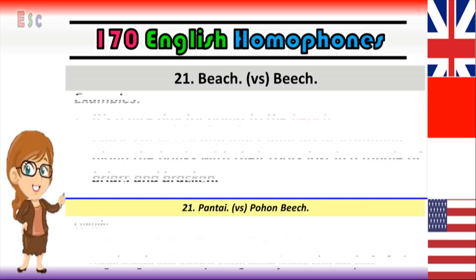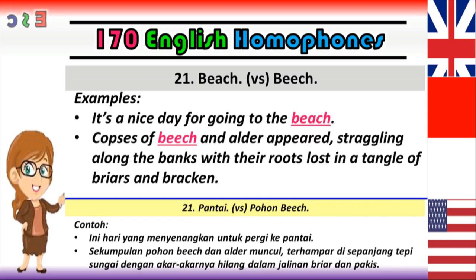21. Beach versus beech. Examples. It's a nice day for going to the beach. Copses of beech and alder appeared, straggling along the banks with their roots lost in a tangle of briars and bracken.